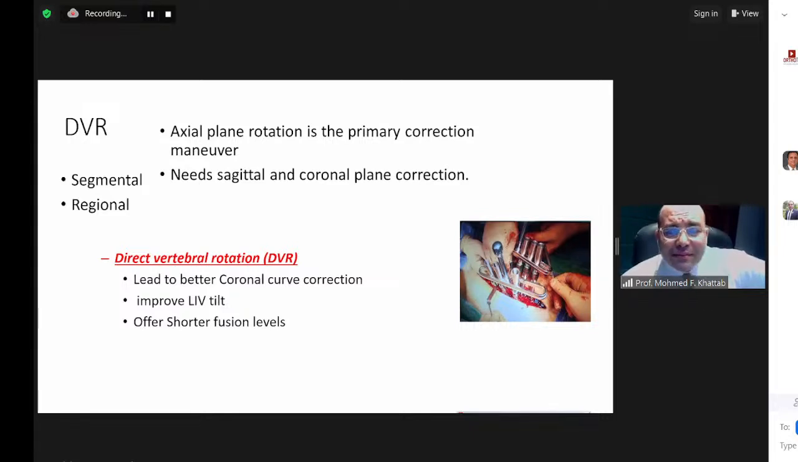and the Ponte osteotomies. And by this means, we help to correct the axial plane rotation, which is manifested by the rib hump. And usually it is the primary concern for the patient. And of course, to correct this axial rotation, you need to have proper sagittal and coronal plane alignment before doing the derotation. And direct vertebral derotation is very helpful because it may lead to better coronal curve correction, improve the lower instrumented vertebral tilt, and offer shorter fusion levels. So in this young generation, we may have more mobile segments, which is, of course, better for the patients.